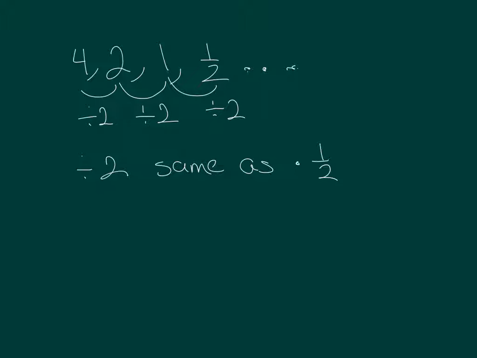We always want to express our common ratios as what we're multiplying by, not what we're dividing by. So in this case, our common ratio would be 1/2.